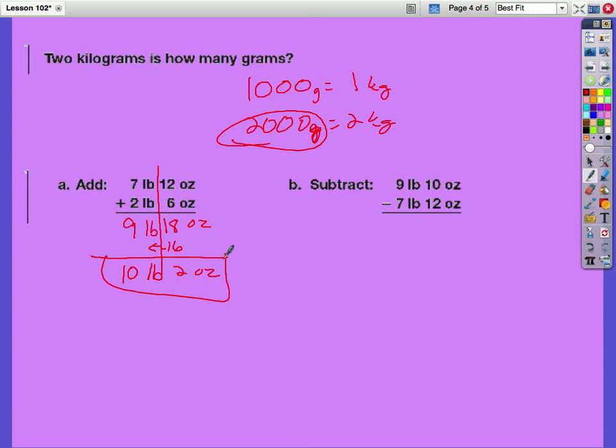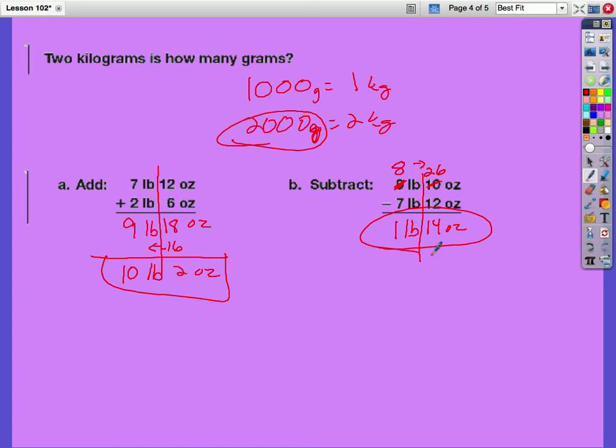So let's try some subtraction. We're going to split this up. Now, if you remember, we need to do ounces first. When I look at that, I can't take 10 minus 12, so I need to borrow. I'm going to borrow a pound, so that 9 changes to an 8. When I borrow that pound, remember there are 16 ounces in a pound, so I need to bring 16 over, not 10. I need to bring that 16 ounces over. So I'm going to add the 16 plus the 10, and this changes into 26 ounces. Now when I subtract, I get 14 ounces, 1 pound. My answer: 1 pound, 14 ounces.